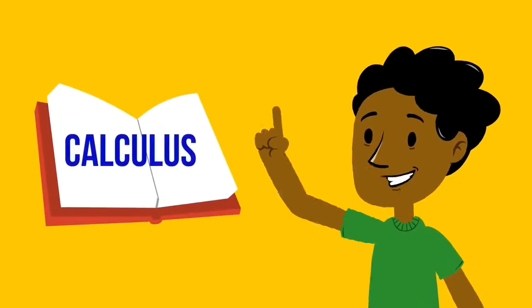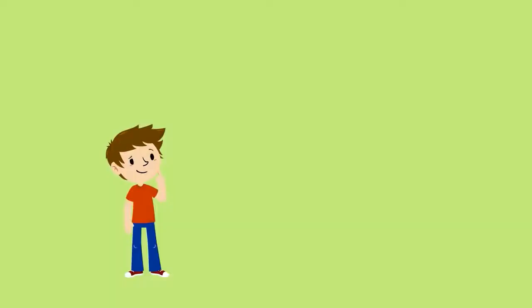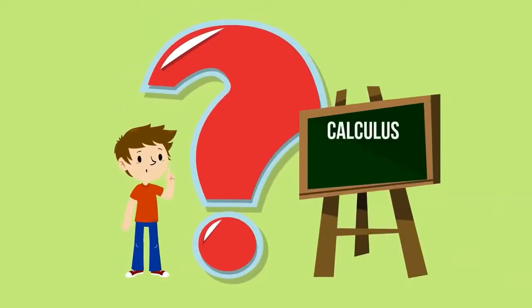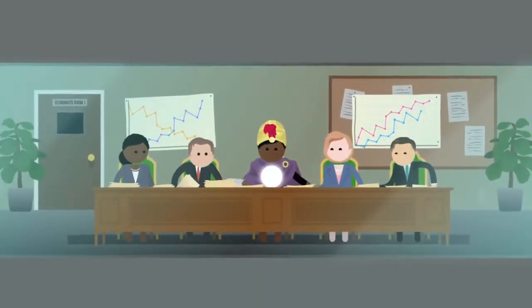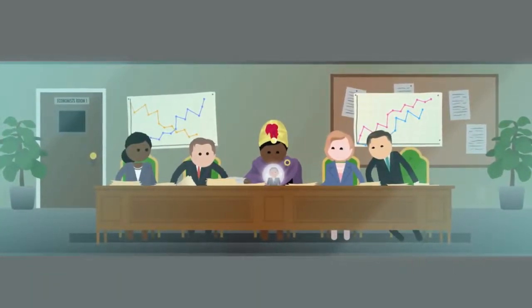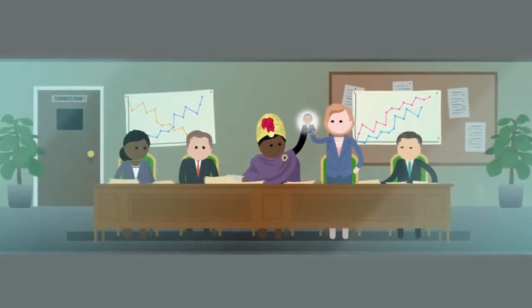Calculus is a branch of mathematics that is concerned with the study of rates of change, slopes of curves at given points, areas, and volumes bounded by curves. Economics, on the other hand, is one of the branches of social science that is used to analyze and describe the production, distribution, and consumption of wealth.